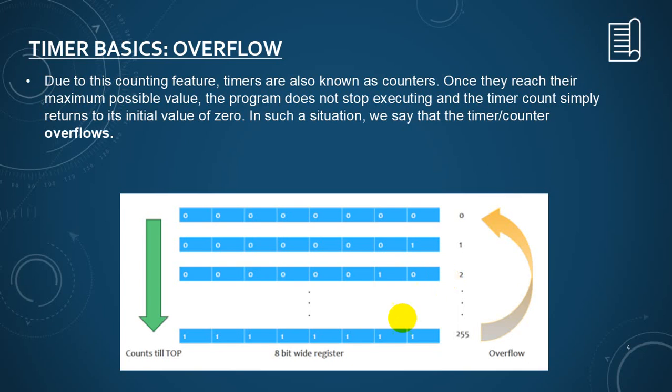Not only that, yes, you can trigger the interrupt from overflow. You can choose any value between 0 and 255, the maximum value. Let's say at 100 I will trigger. That means it will count from 0 to 100, then it will again go back to 0.